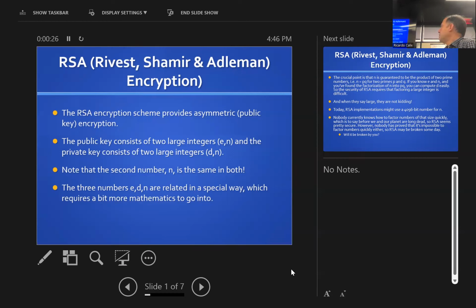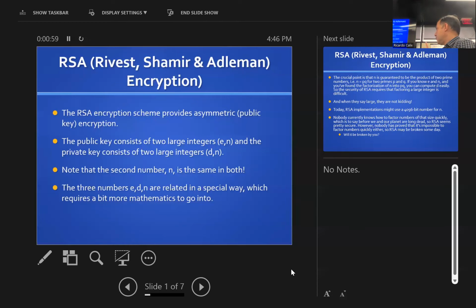The RSA encryption scheme provides asymmetric public key encryption. And this is just kind of a summarization of the algorithm itself. We're going to look at all these details, okay? But this is just kind of a one shot of this. So remember, there's a public and a private key in RSA. The public key consists of two large integers, which are E, comma, N. So actually, the public key is made up of two things, okay? E and N, basically a tuple.